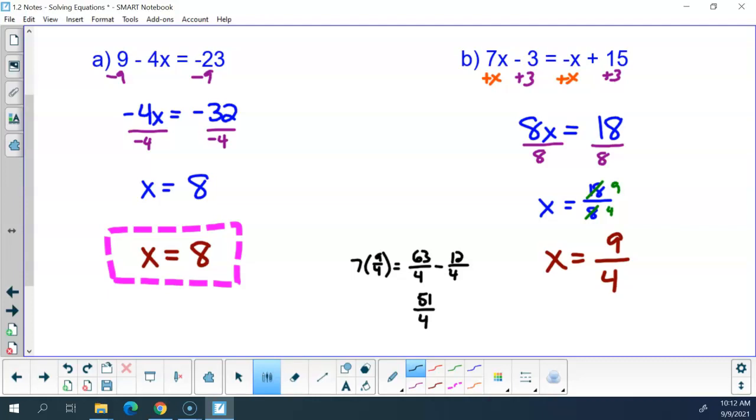Negative 9/4 plus 15. 15 is how many fourths? 60. So the right side is 51/4. Now we got a true statement, both sides.